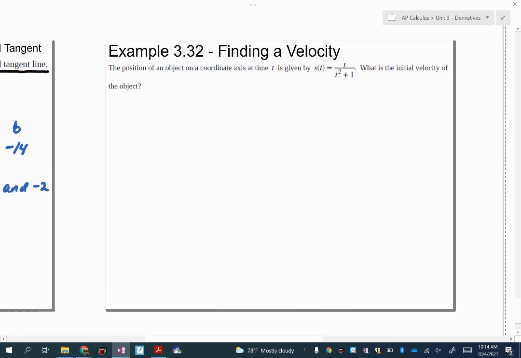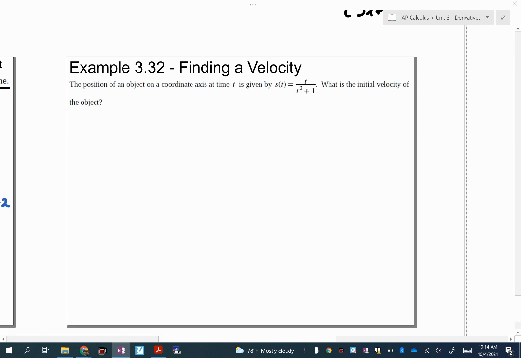All right, we have the position of an object on a coordinate axis at time t given by this position function, t over t squared plus 1. What is the initial velocity of the object? So to do this, as I mentioned last week, it goes position function, then the derivative of that is velocity, and then the derivative of that would be the acceleration. So in this case, to find the initial velocity, I need to find the velocity function. So I'm going to find the derivative of the position function, that would be the velocity function, and I'm going to plug in 0. Initial velocity would be at time 0.